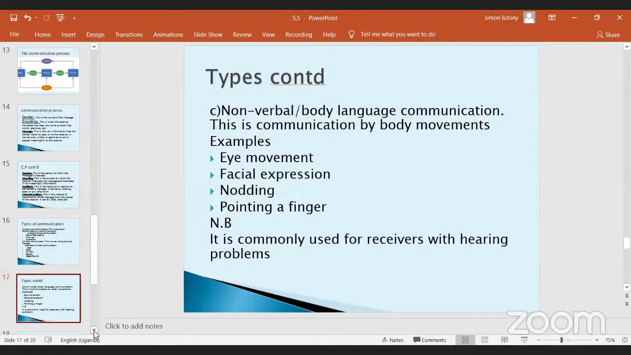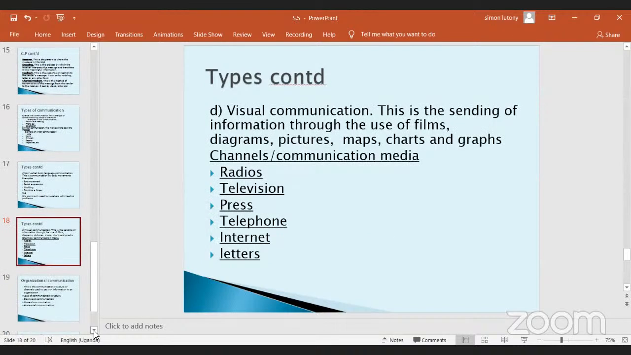Okay, now moving on to the next, we have visual communication. That is the next type of communication. Any idea about visual? Do you have any idea about visual communication? No idea? When we talk about visual, it comes from the word to see, seeing. Here you don't speak, but you just use illustrations. So let's look at that and see what it means.